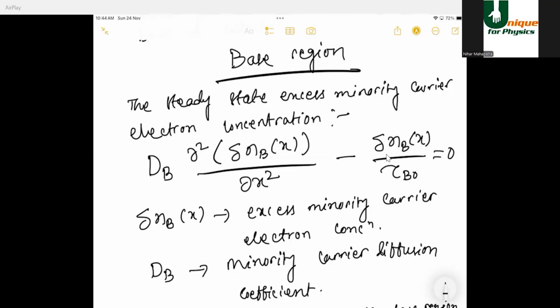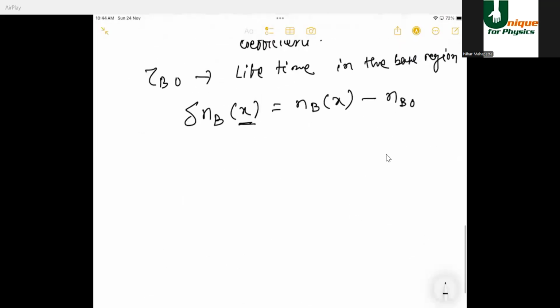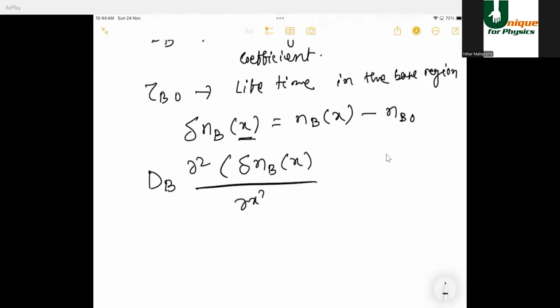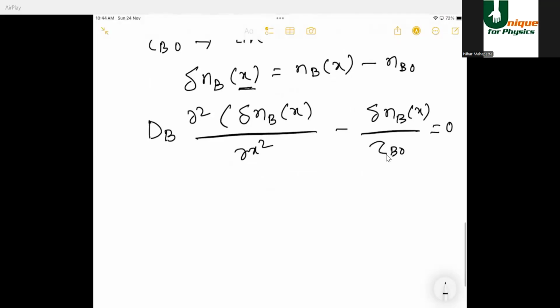Okay, so considering delta NB as a function of x only, I will rewrite the equation. Then we have dB, the diffusion coefficient, times del square of delta NB upon del x square minus delta NB(x) upon tau b0 is equal to 0. This was our equation. Now I'm writing it by dividing by dB and converting del square upon del x square to d square upon dx square, considering delta NB as a function of x only.